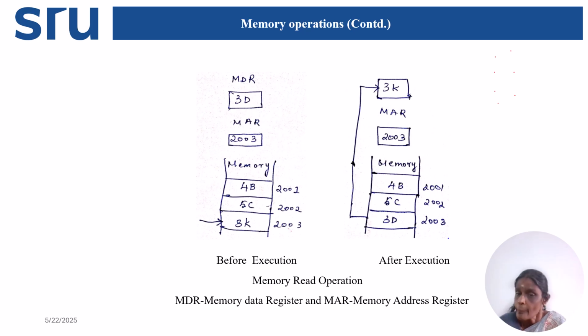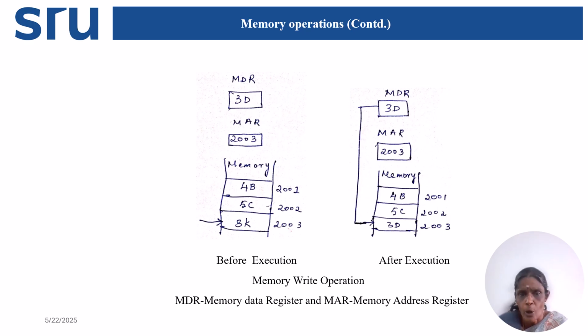What operation? Memory read operation. Already I told you that memory read operation means the contents of the memory location will not be changed. The same thing happened after completion of the read operation. See, we need the 2003 memory location data. In 2003, we have 3K. So this 3K is given to the memory data register. Okay.